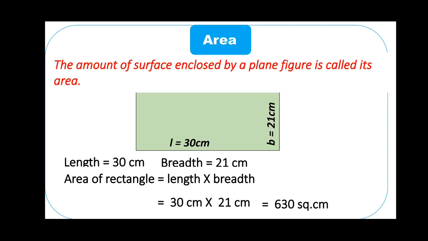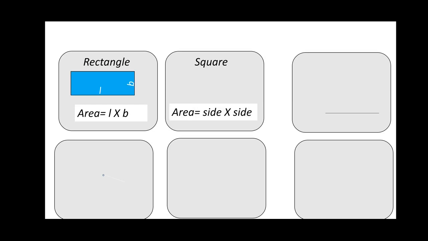Now we will learn some formulas for finding area of some basic plane figures. First one is rectangle. Area of rectangle is equal to L into B. L is the length and B is the breadth. In the diagram, length and breadth are marked. Next one is square. Area of a square is equal to side into side. Here you can see the figure of a square, and we know that all the four sides of a square are same.